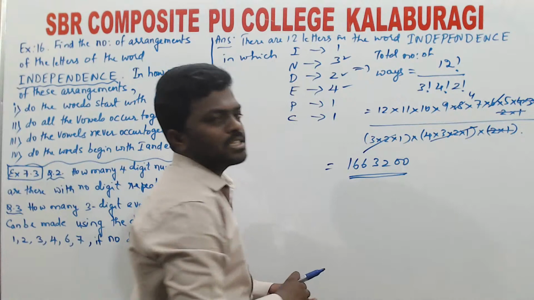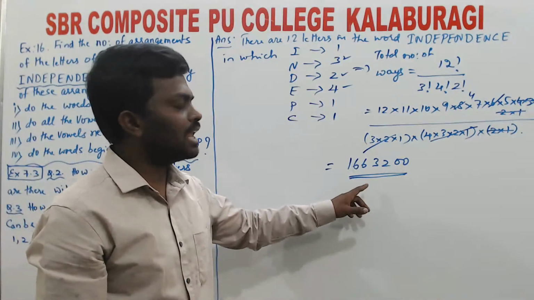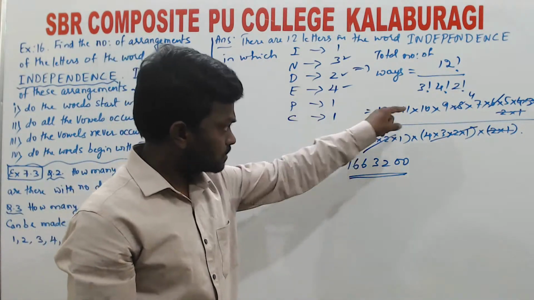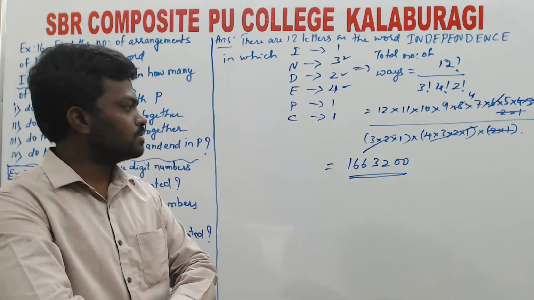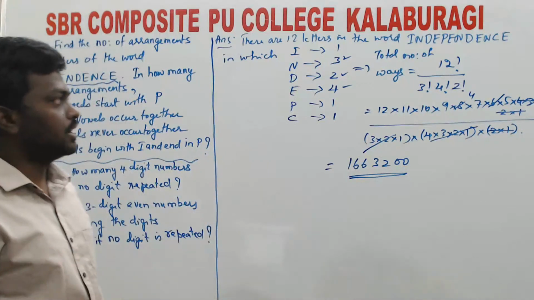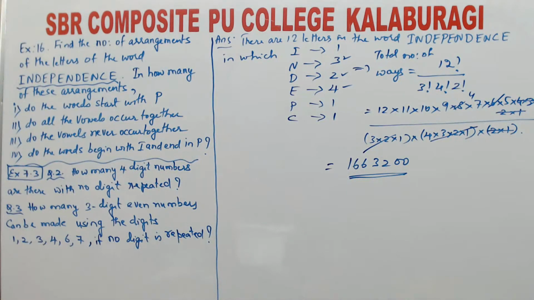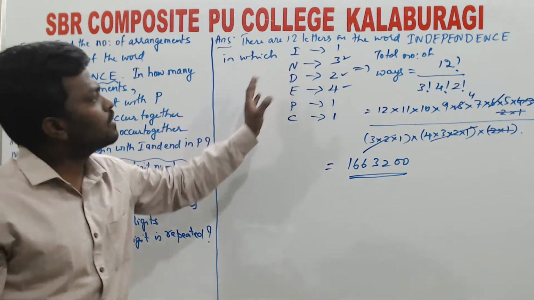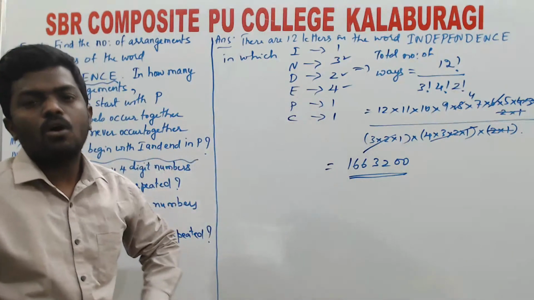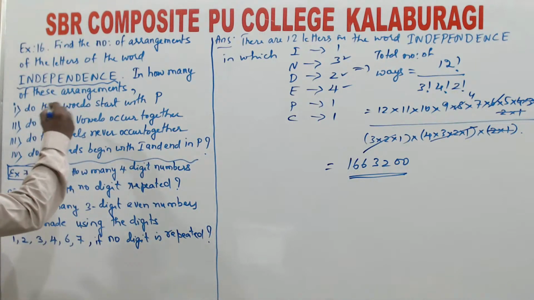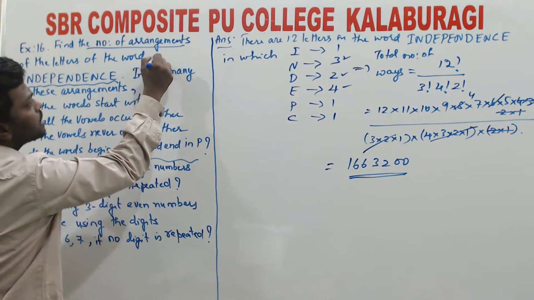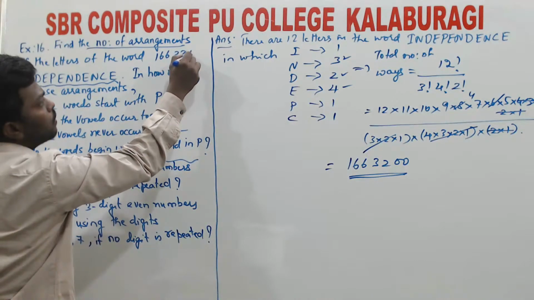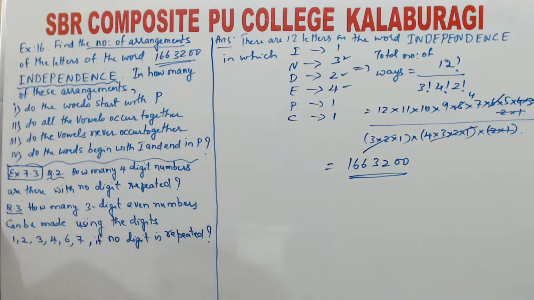The answer you will get is 1663200. Just take the help of a calculator to simplify, because it will take time here and the time won't be sufficient for solving the problems. So this is how the 12 letters are arranged among themselves when N is of one kind, D is of one kind, E is of one kind. The total number of arrangements is 1663200. Is that clear?